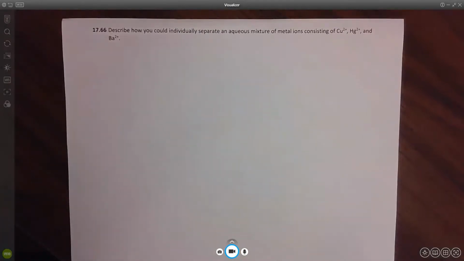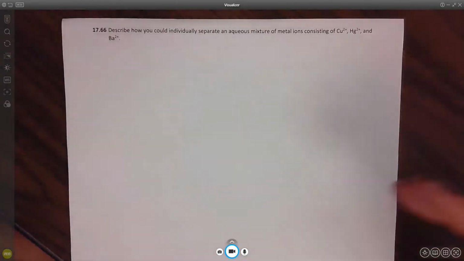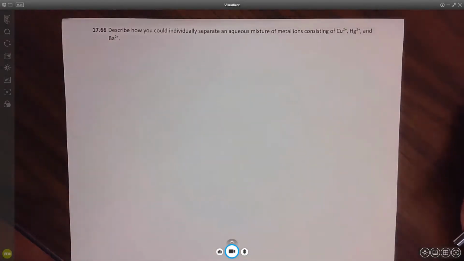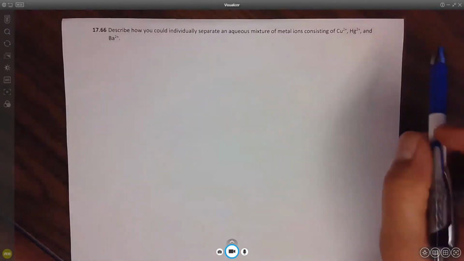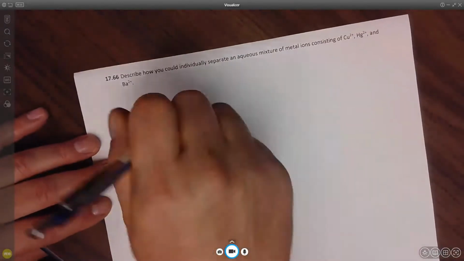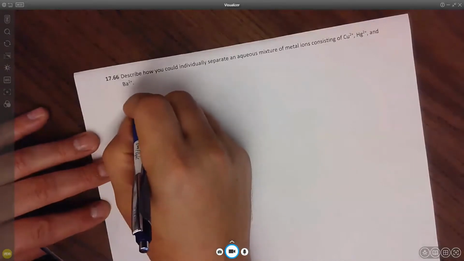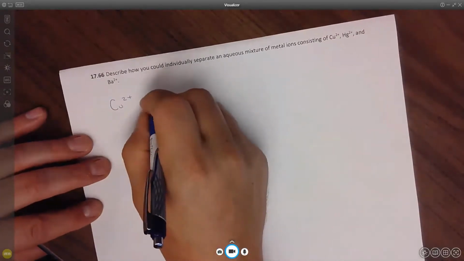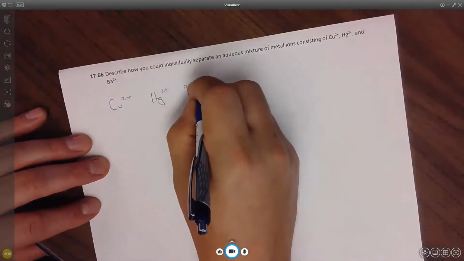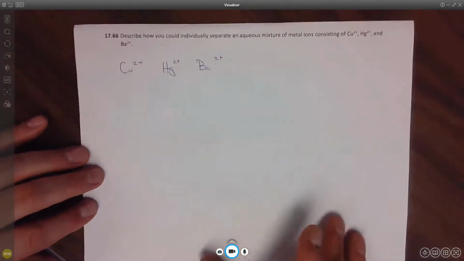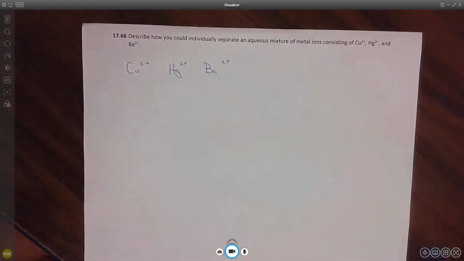The solubility rules. So to answer this, you need to know your solubility rules. We're going to try to precipitate out one ion at a time. So what could I add to this mixture? I have a mixture of copper 2+, mercury 2+, and barium 2+. What could I add to this mixture to precipitate out one of them and leave the other two in solution?